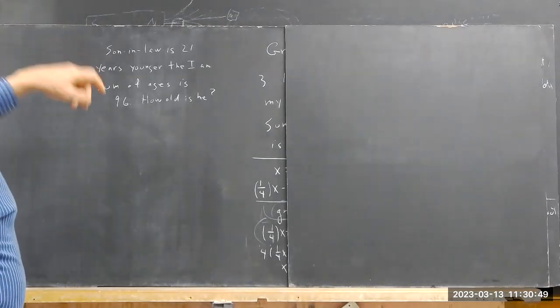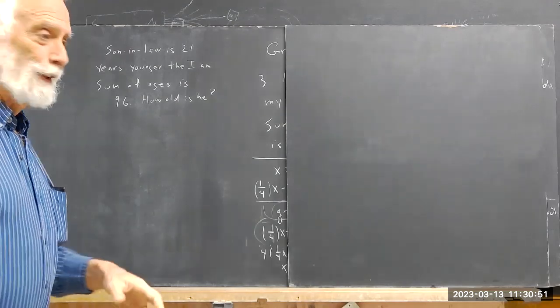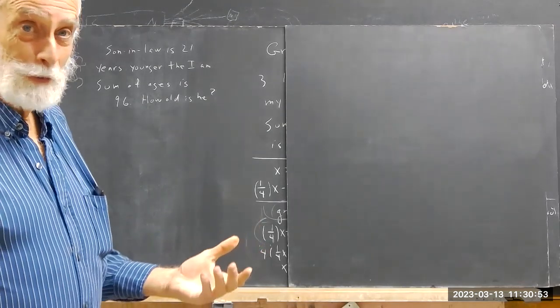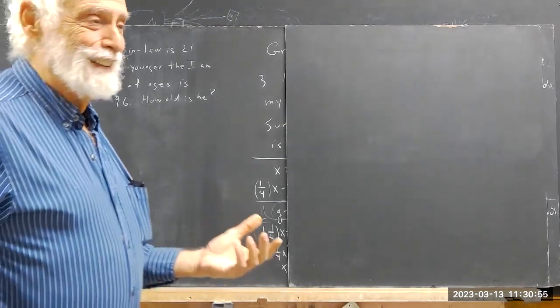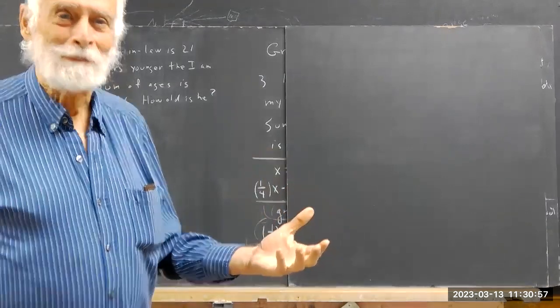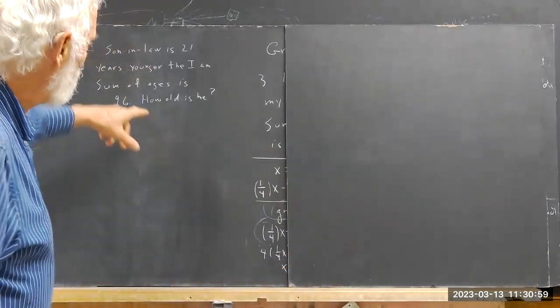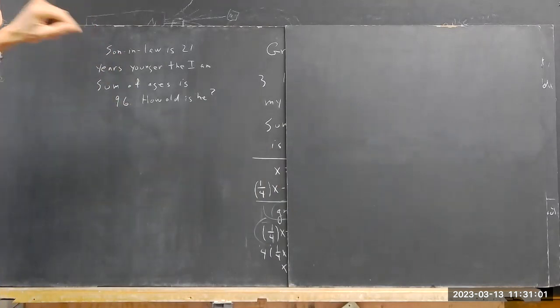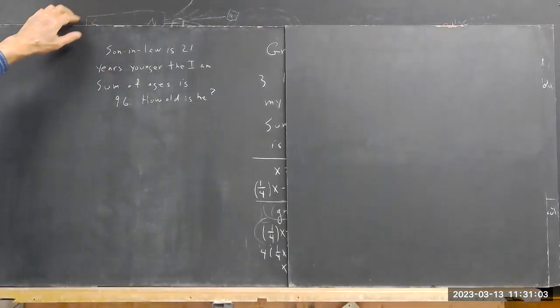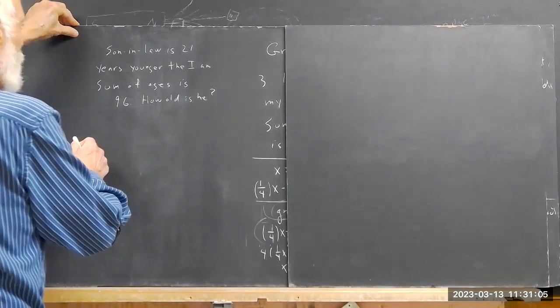So I won't tell you what the real sum of our ages is, because I don't want anybody to know I'm 75 years old. You know, because everybody thinks I'm in my 30s. Well, no, that's not so. Okay, son-in-law, 21 years younger. So let's see.